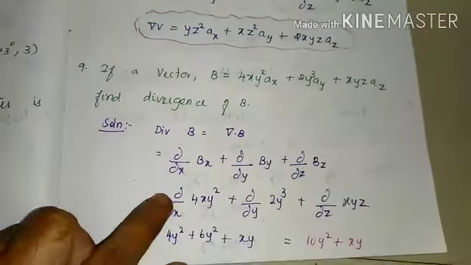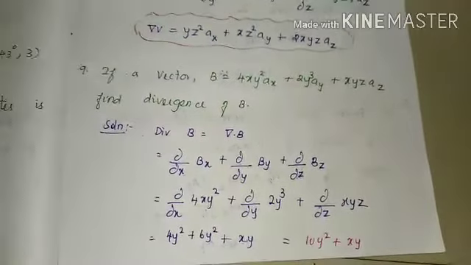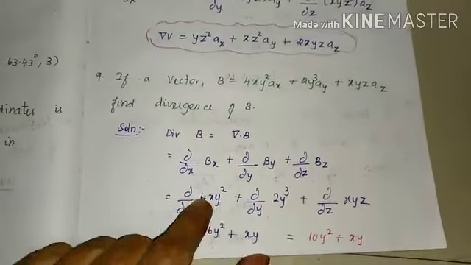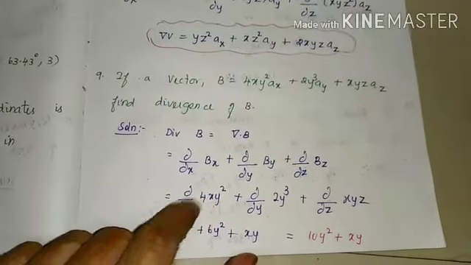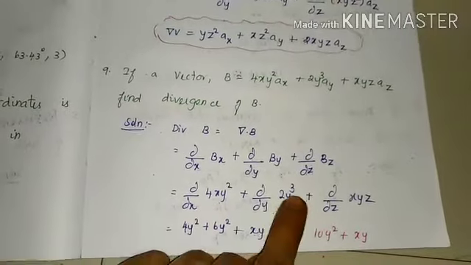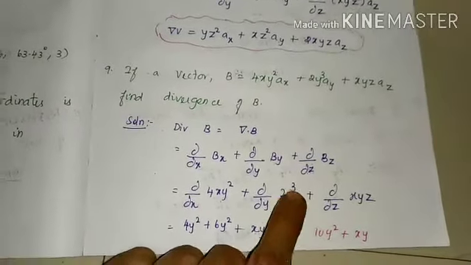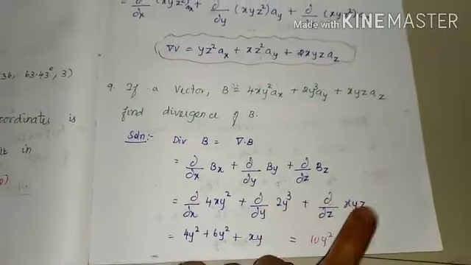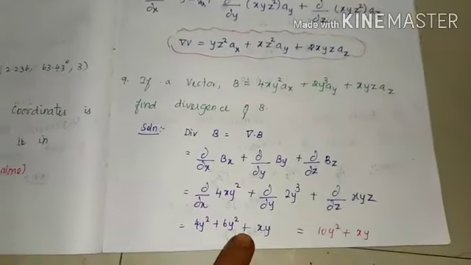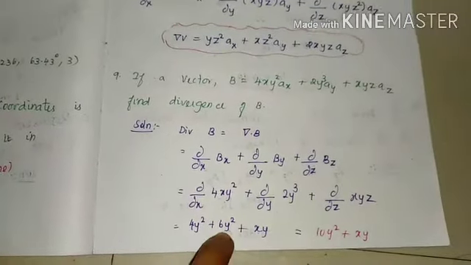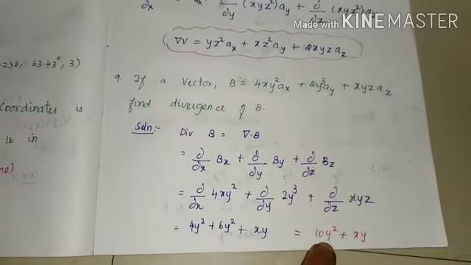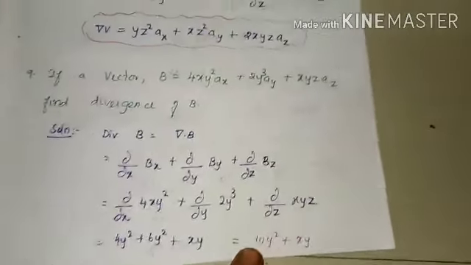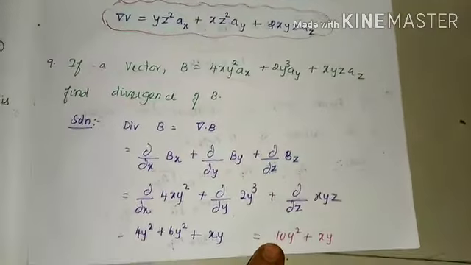So I just substituted those values and we are getting our expression as 4y squared plus 6y squared plus xy. For 4xy squared, since we differentiate with respect to x, it will become 4y squared. Then 3 into 2 is 6, so 6y squared is the differential term of this 2y cubed. Then xyz is differentiated and we got the value as xy. So 4y squared plus 6y squared get added together to form 10y squared plus xy. 10y squared plus xy is the divergence of the given b vector.